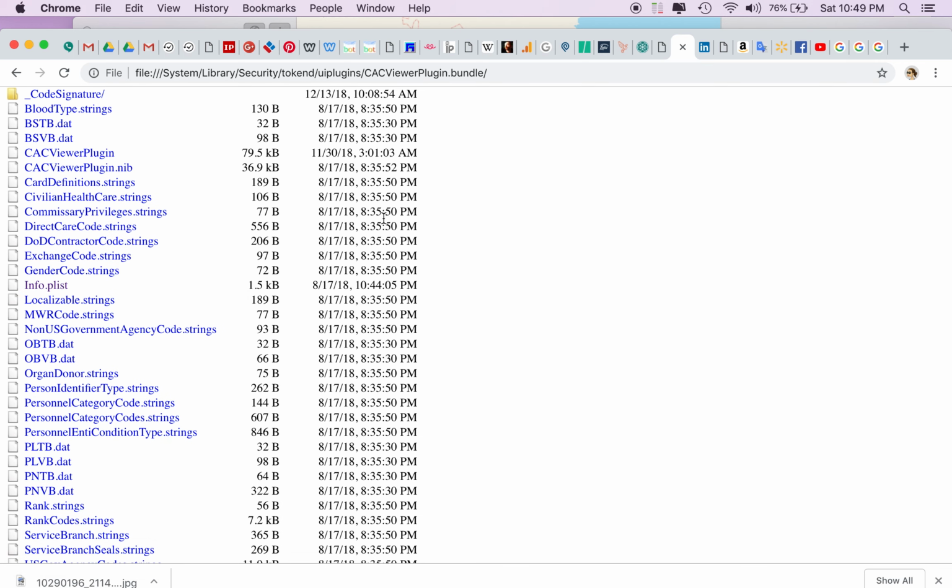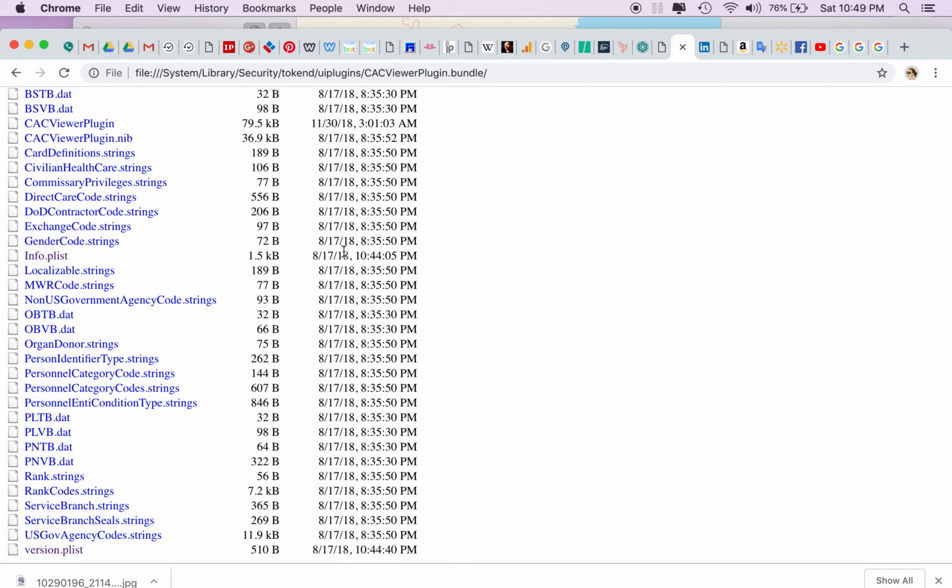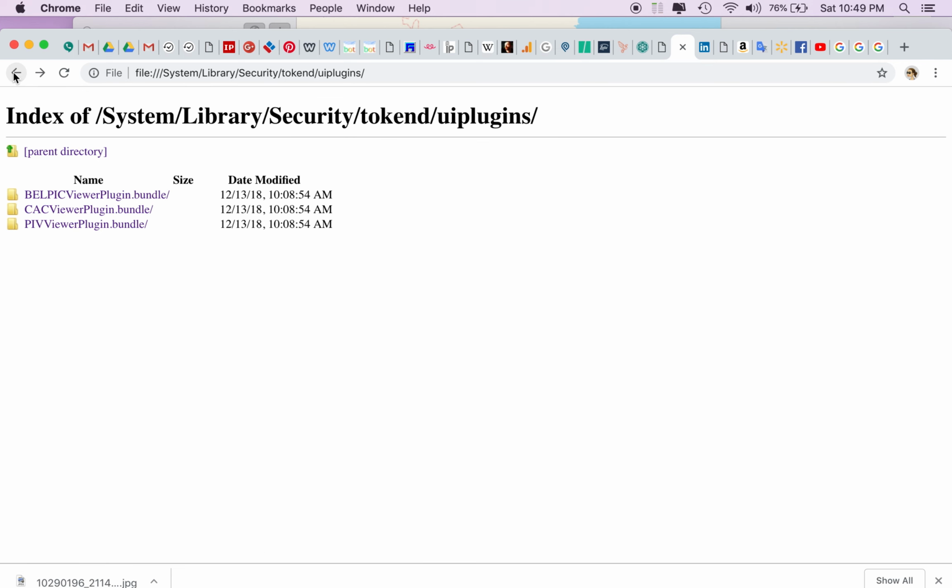And you can see here that these were modified December 13th, and then put in on August 17th. So, yeah, that's really weird. Okay, so I found that last night.